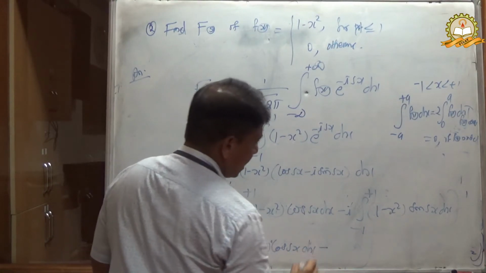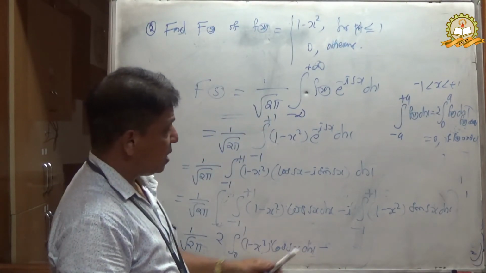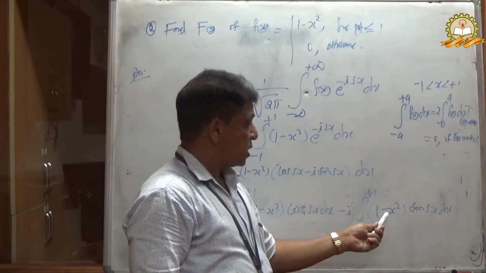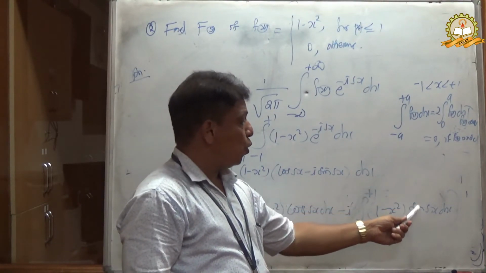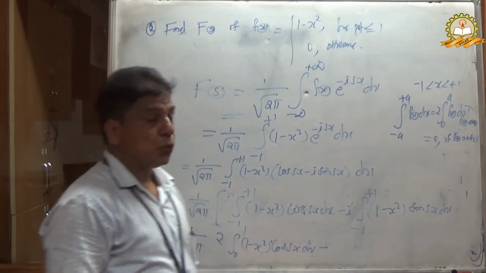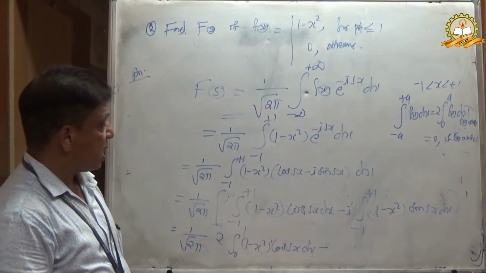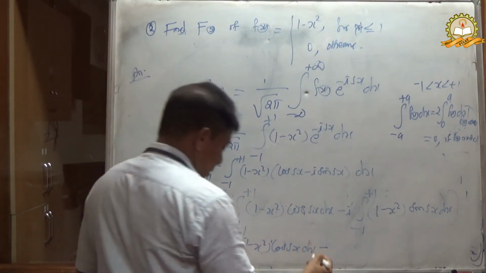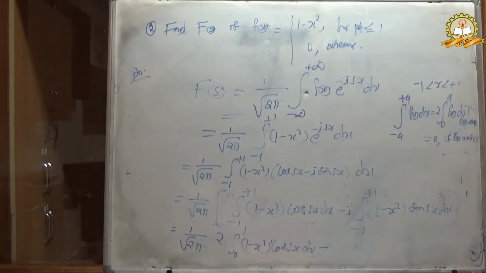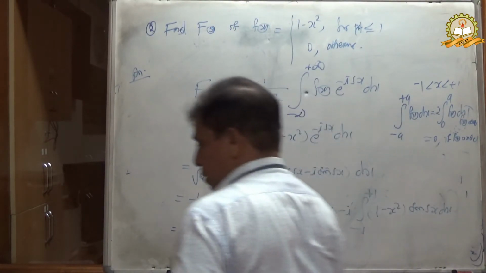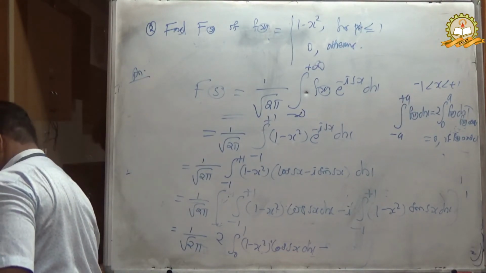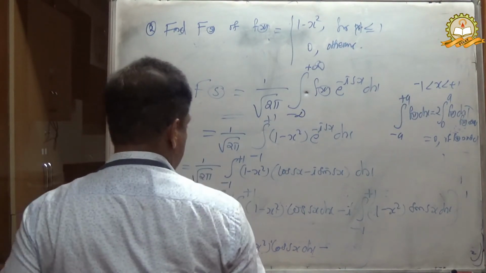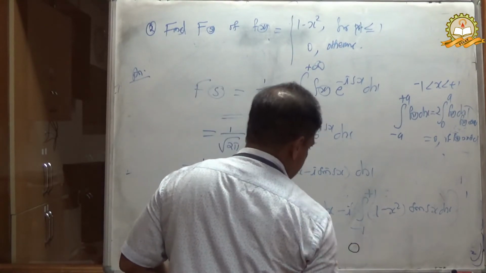In the second case, 1 minus x square is an even function, and sin sx is an odd function. Odd into even is equal to odd. Therefore, the second part will be an odd function. The second part will be 0.